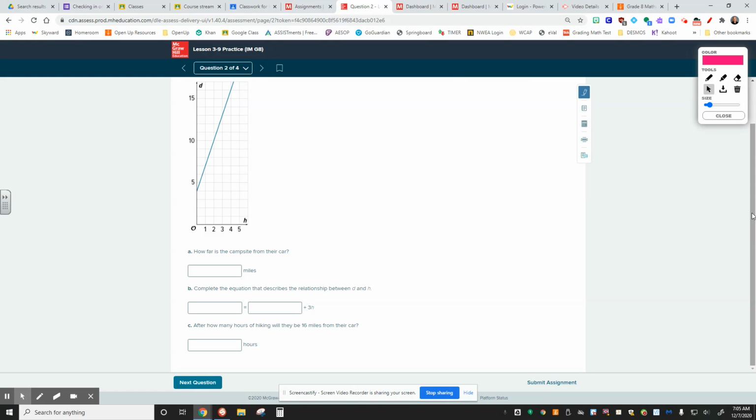After how many hours of hiking will they be 16 miles from their car? Well, if we're talking about 16 miles from their car, you can do a couple of different things. You can look up here at the graph and find out where 16 miles is and correlate that with the number of hours. Or you can use the equation that you wrote up here where distance is equal to whatever that blank space is right here, plus 3 miles per hour. So with the number of hours, of course, 16 miles, 16 would have to be the distance. So it'd be 16 is equal to that blank space you're finding right here, plus 3 times H. So give that a good shot.